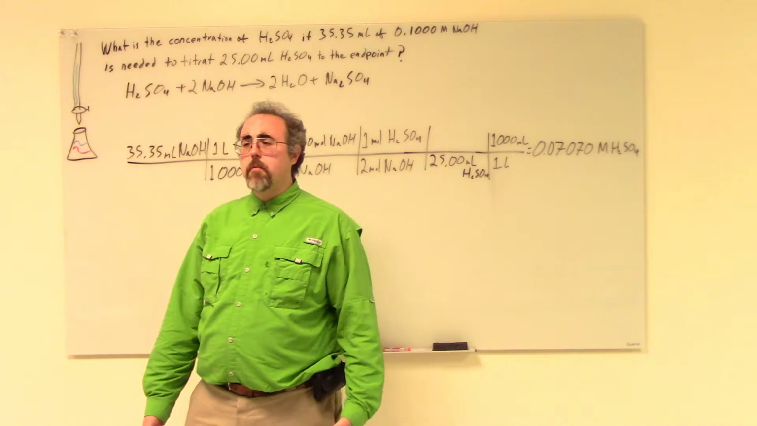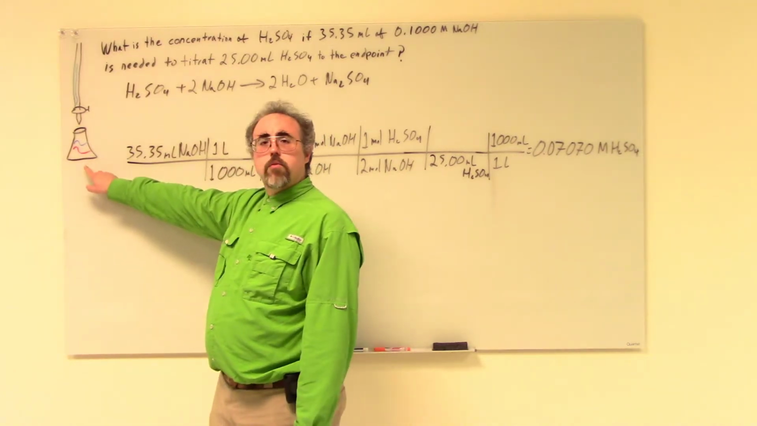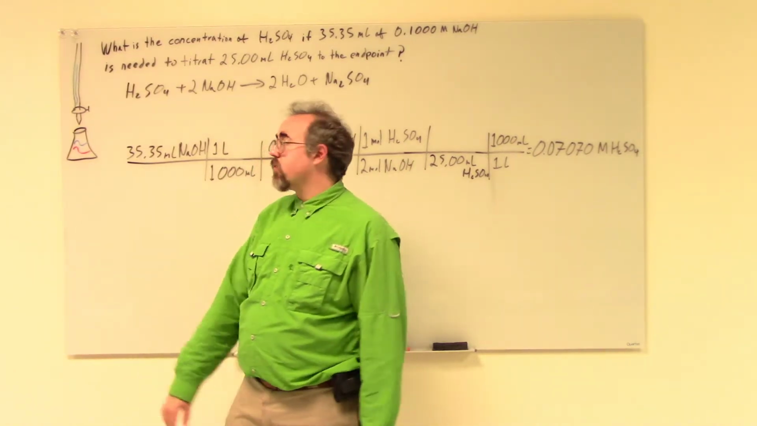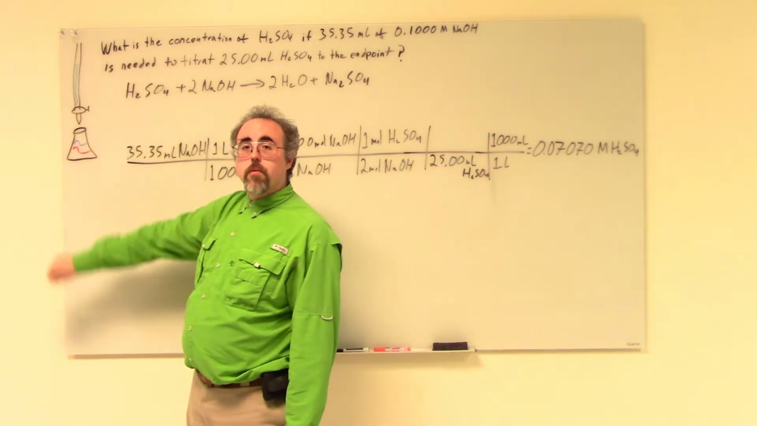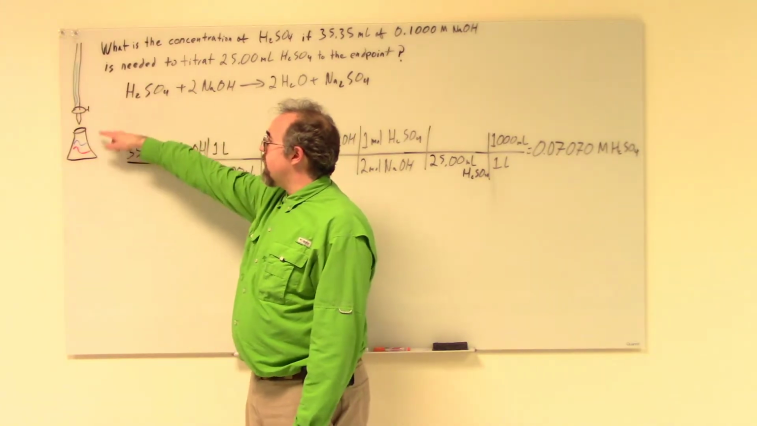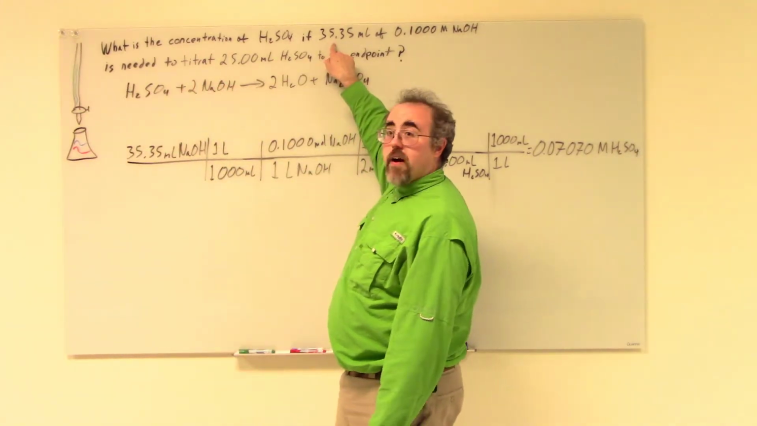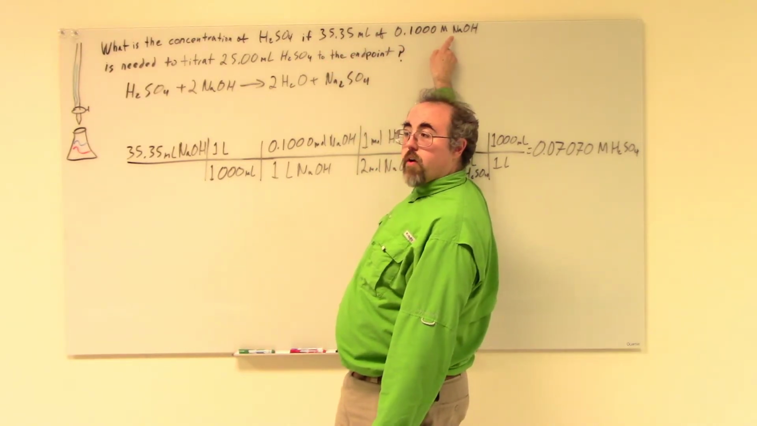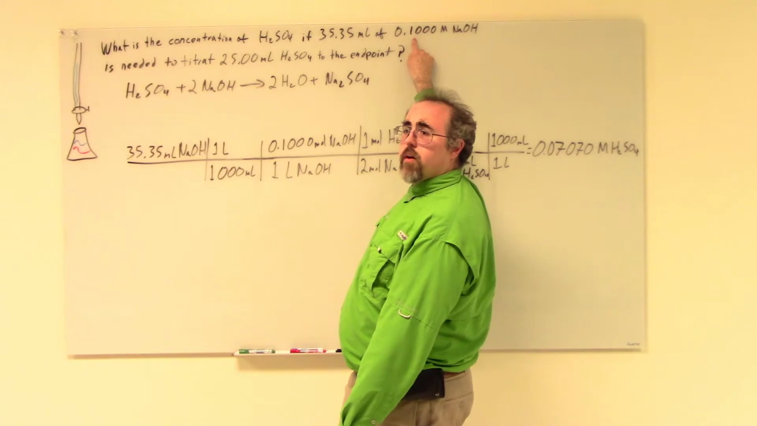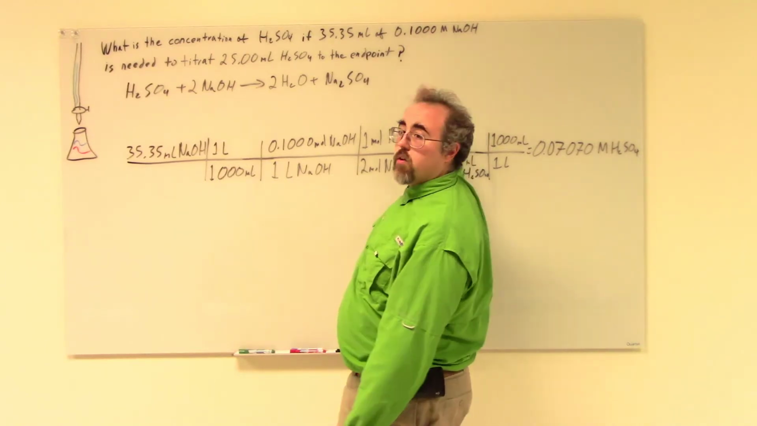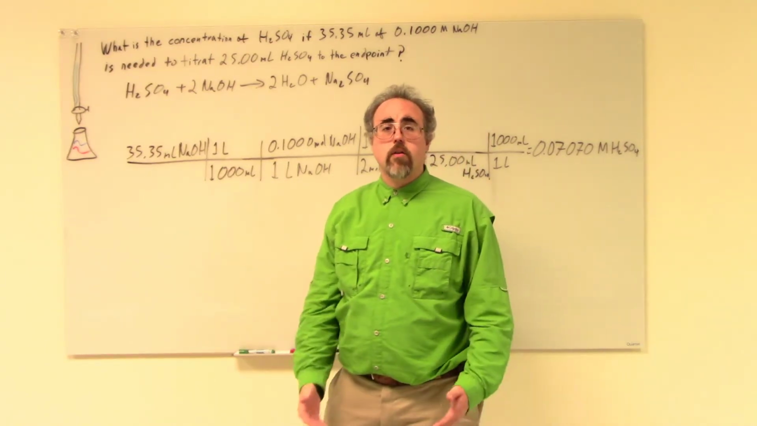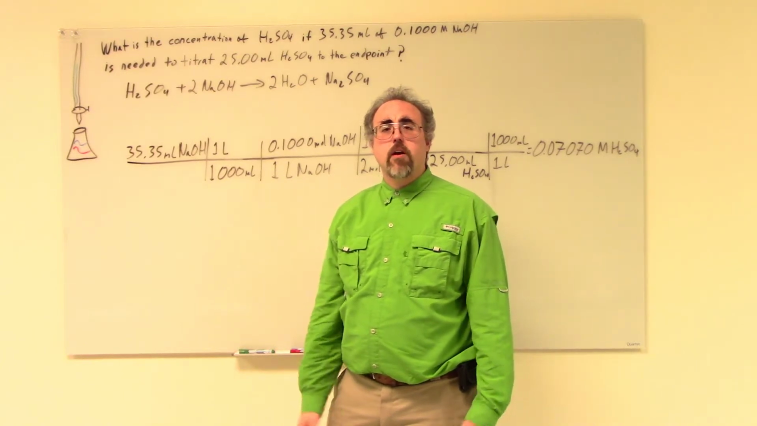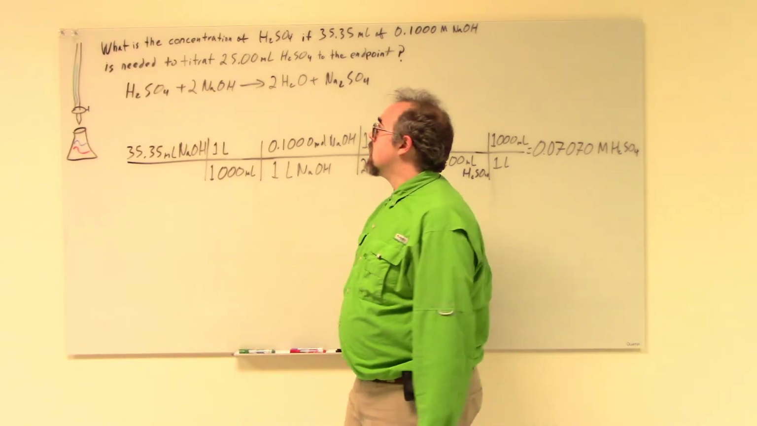So in this case, I'm going to be titrating hydrochloric acid, which will be in the Erlenmeyer flask, with sodium hydroxide, which is in the burette. From the burette, I have dispensed 35.35 milliliters of my sodium hydroxide, and I know that that's 0.1 molar, very accurately. Typically with titrations, you are dealing with pretty high precision here, 4 sig figs at least.